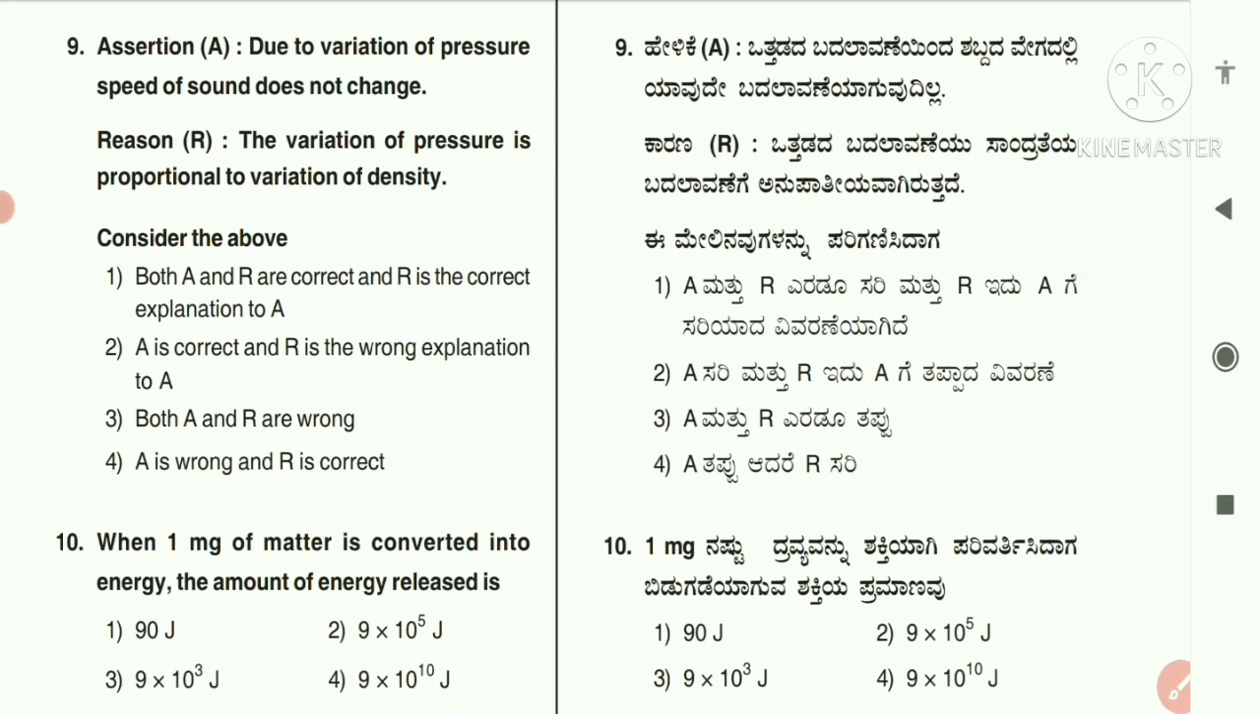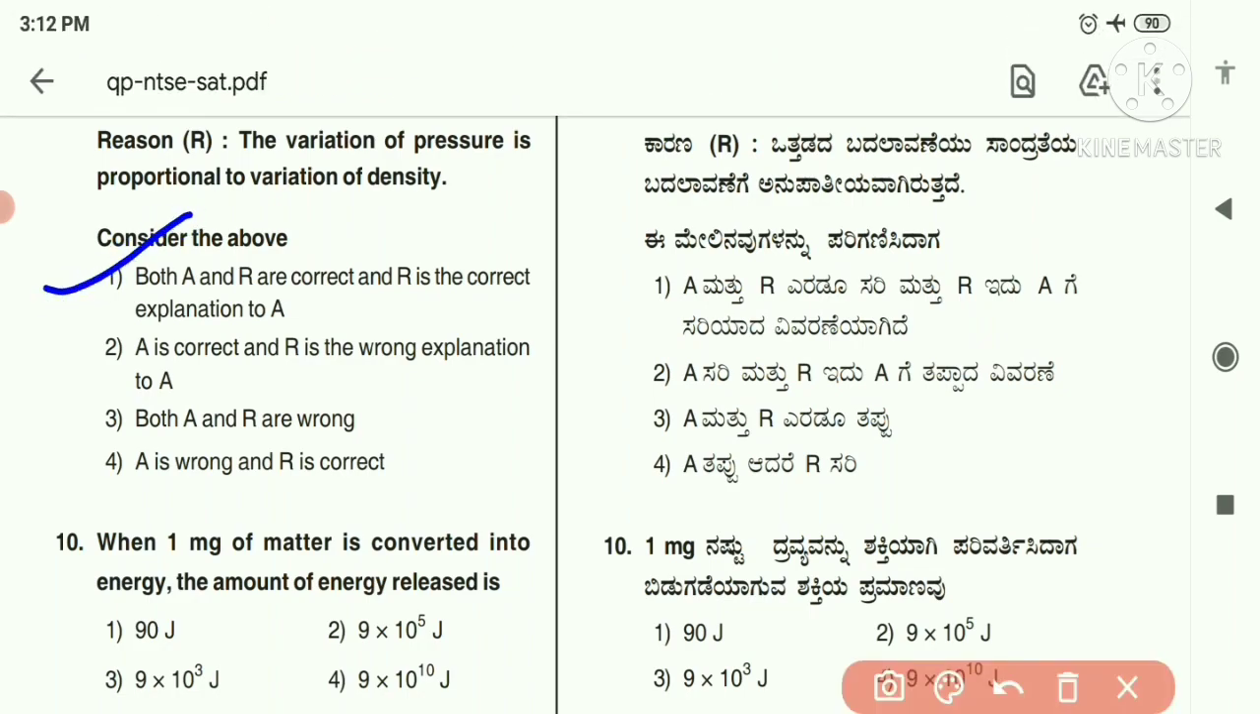Here, the speed of sound does not change in any way, whether the pressure is higher or lower. So A is correct. The variation of pressure is proportional to the variation of density. Yes, the pressure is directly proportional to the density. That is why both A and R are correct and R is the correct explanation of A. So the first one is the right answer.